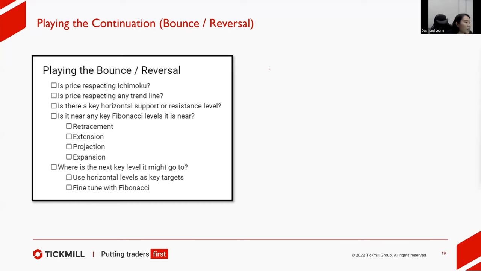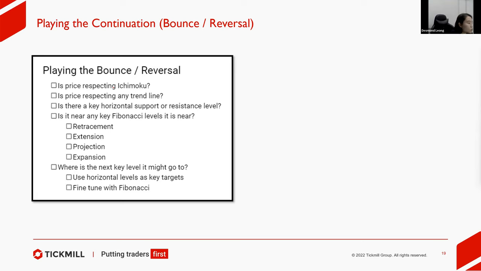Okay, so let's go back to the topic for a while, and I'll come and answer your questions in a bit. When it comes to Ichimoku, there are two ways that we use it. One is continuations, and the other is reversals. I'll show you how to use reversals, or bounces, first. The first thing we want to ask ourselves is, is price respecting Ichimoku?